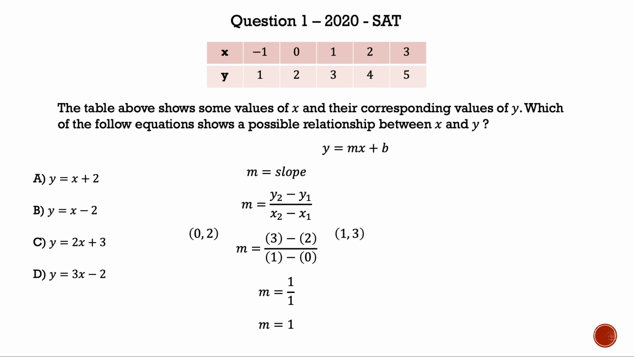Now that we have the slope, we need to find the y-intercept. Luckily for us, the point is already in the table. Do we know what that point is? That is correct, it is the point (0, 2), so b is equal to 2.